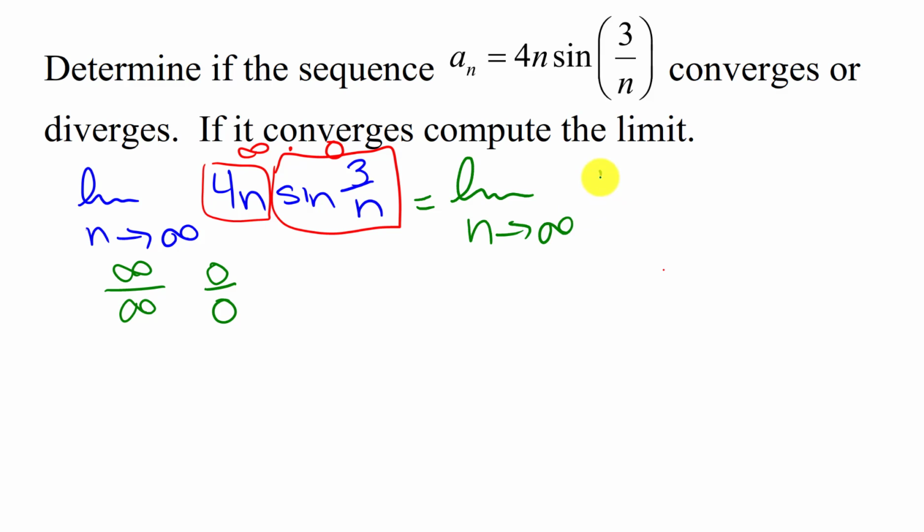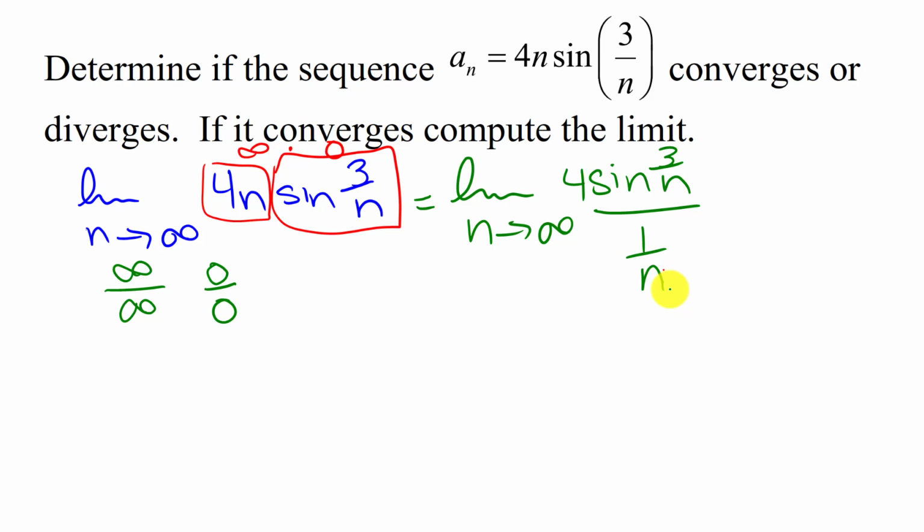So what I'm going to do is leave the sine 3 over n there and divide it by 1 over n. I'll just leave the 4 on the top. You can see here, if I took the denominator and inverted and multiplied, I multiplied it by n over 1, it would be my original thing.